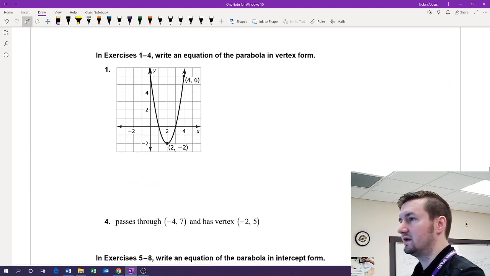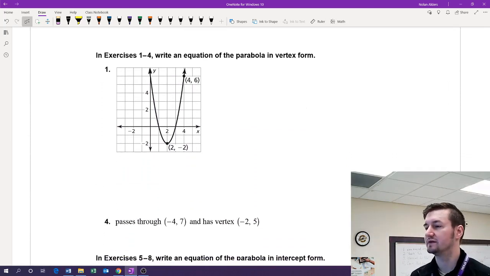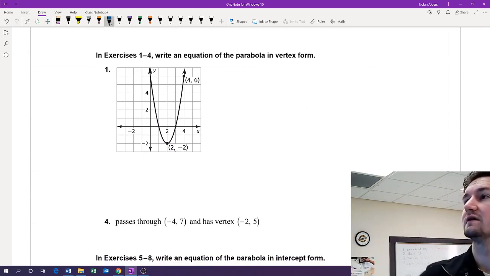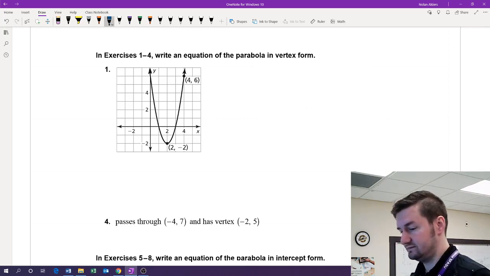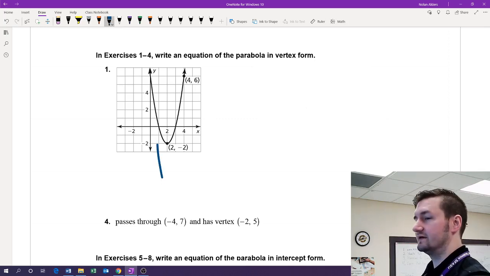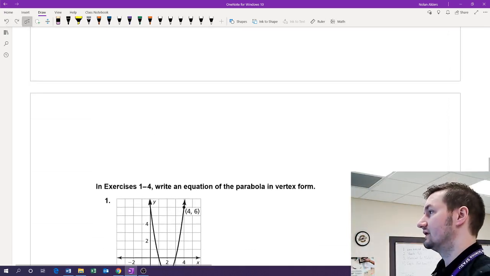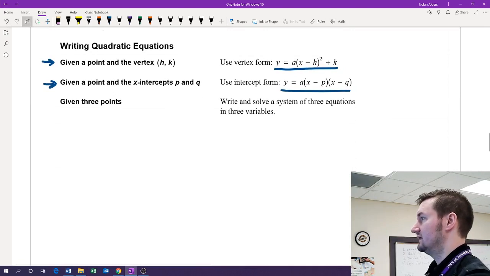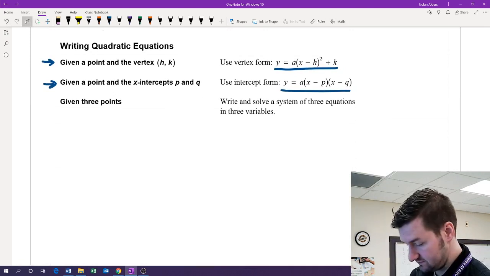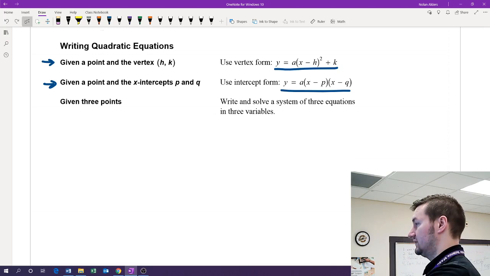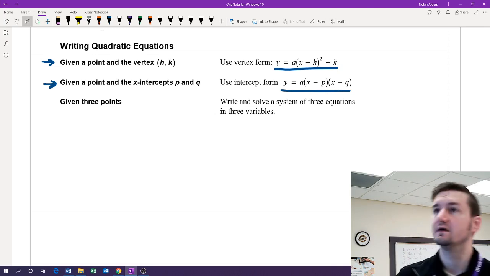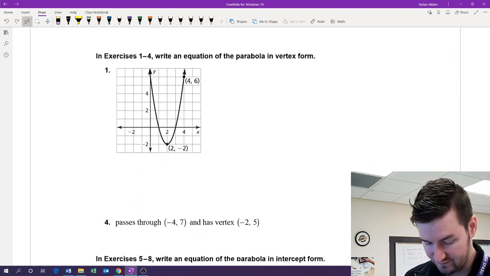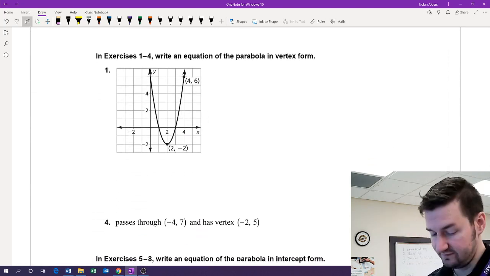So here we go. We want to write an equation for this parabola in vertex form. So we're going to use that form from above. Look back in vertex form. That's this first one. Okay. I'm going to take a picture of those two so that I can remember what they are when we look down here. Okay, so we're going to write this in vertex form.